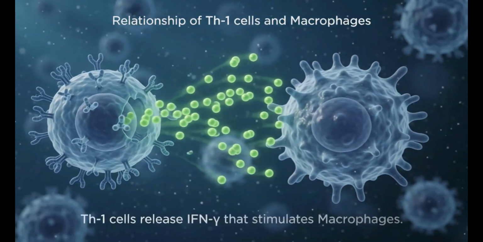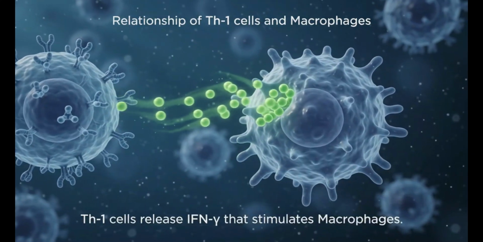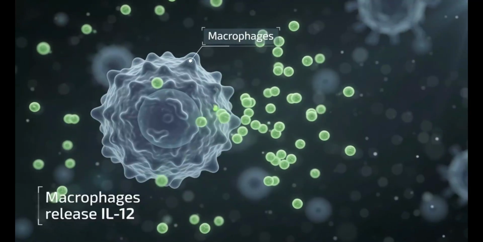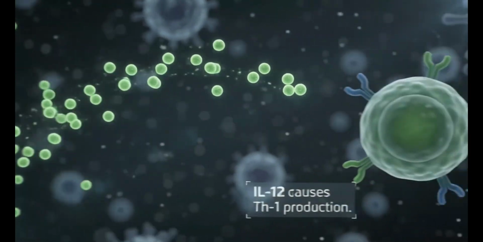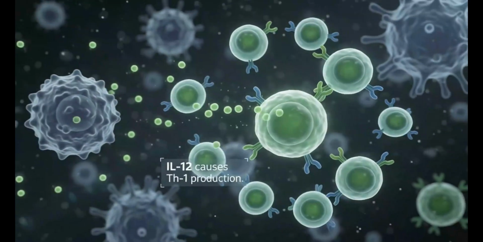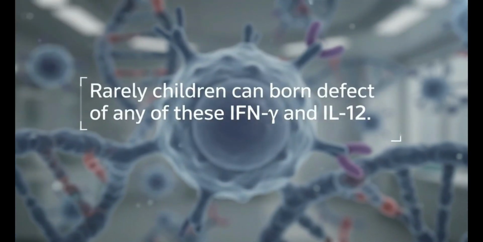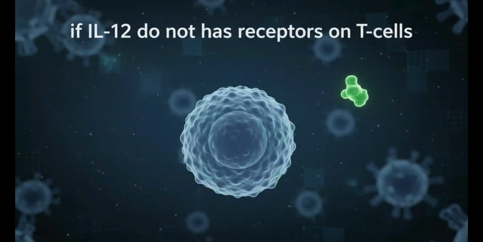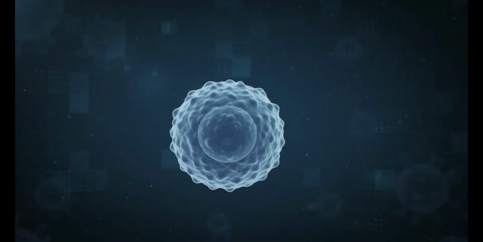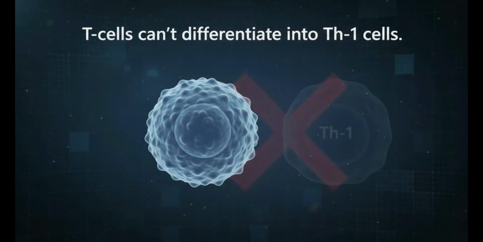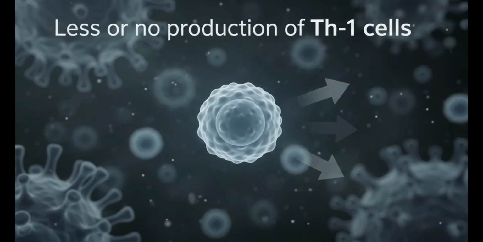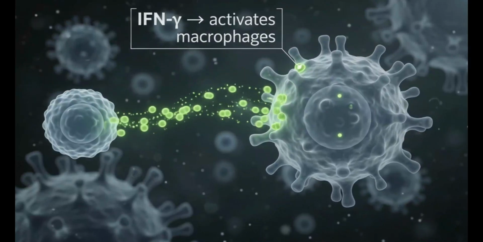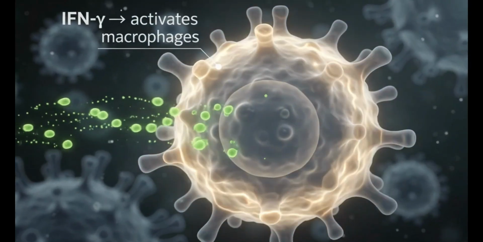Th1 cells release IFN gamma that stimulates macrophages. Macrophages release IL-12 that causes Th1 production. Rarely, children can be born with a defect of either of these, IFN gamma or IL-12. IL-12 receptor deficiency: if IL-12 does not have receptors on T cells, they can't differentiate into Th1 cells. It means there is less or no production of Th1 cells that produce IFN gamma to activate macrophages.